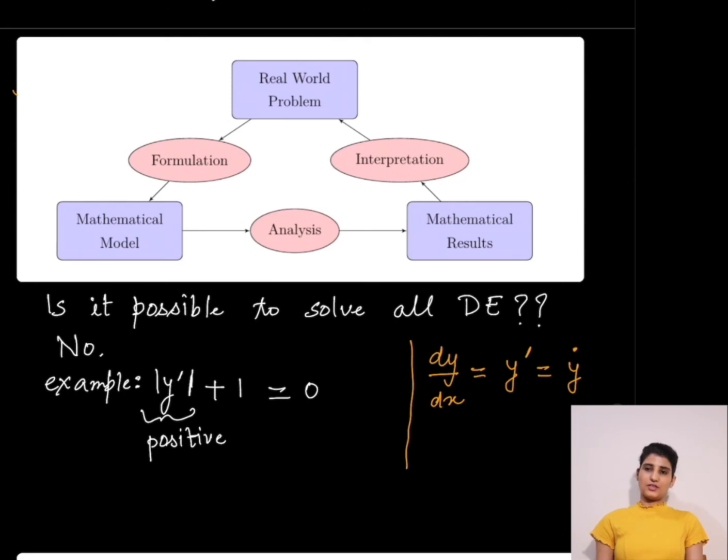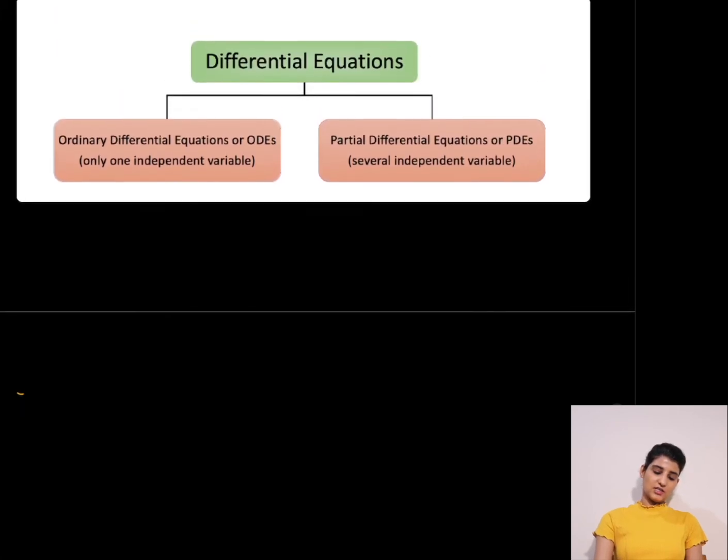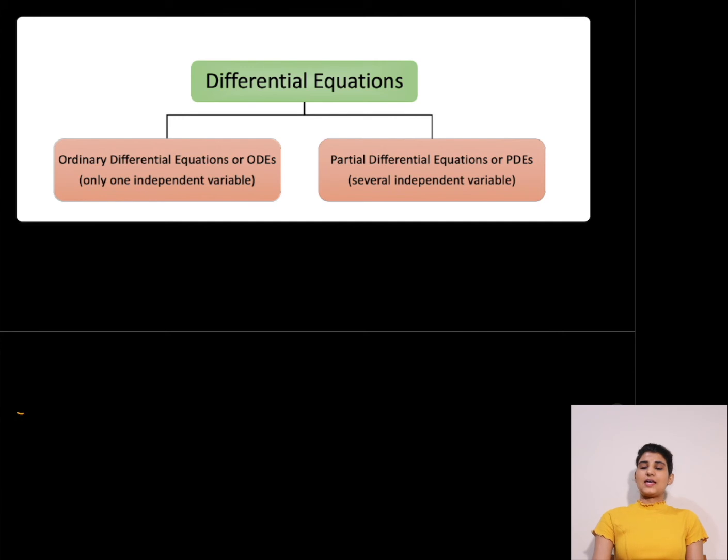So what we are going to do in this course is discuss differential equations which are solvable. Some types of differential equations, not all of them obviously. Our first classification is, we will classify differential equations as ordinary differential equations and partial differential equations. In this course we are going to discuss only ordinary differential equations. So first we should know what an ordinary differential equation means. If a differential equation has only one independent variable, then we say this is an ordinary differential equation. If it has more than one independent variable, it's a partial differential equation.